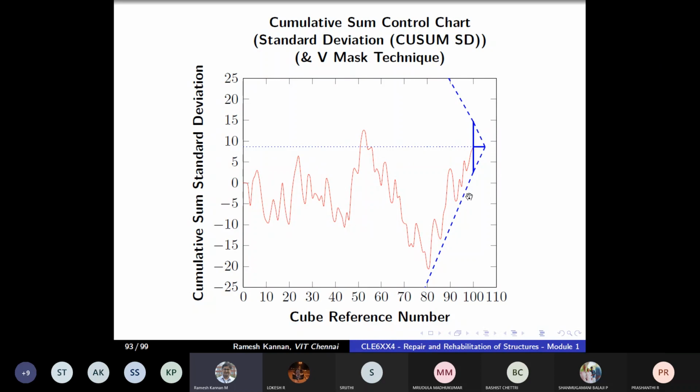So the V shape is not constant, and this height is h, and this is d, and the slope of this particular line is k. So how the slope varies is because of the value called k, and that's basically the V mask technique.